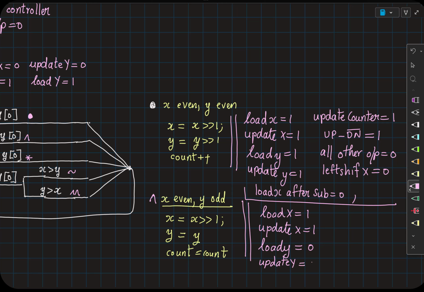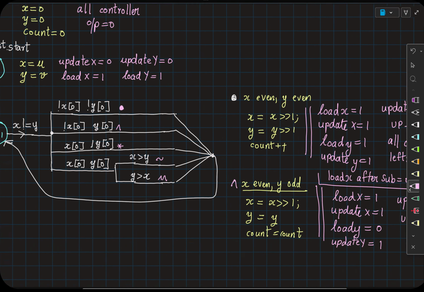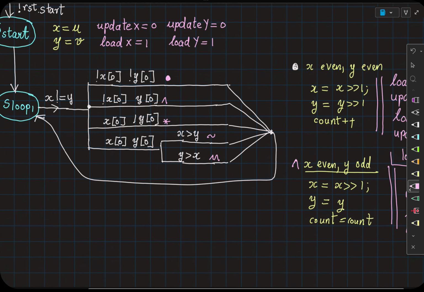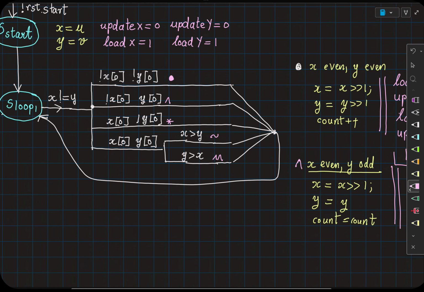Update Y, because load Y is 0, it doesn't matter, but I'll still put it as, let's say if you want it as 1, I can keep it as 1. What about update counter? And the up/down bar, it could be anything, right? For now I'll keep it as 1. And all the other outputs of the controller have to be 0. Right? Any questions here? Okay.